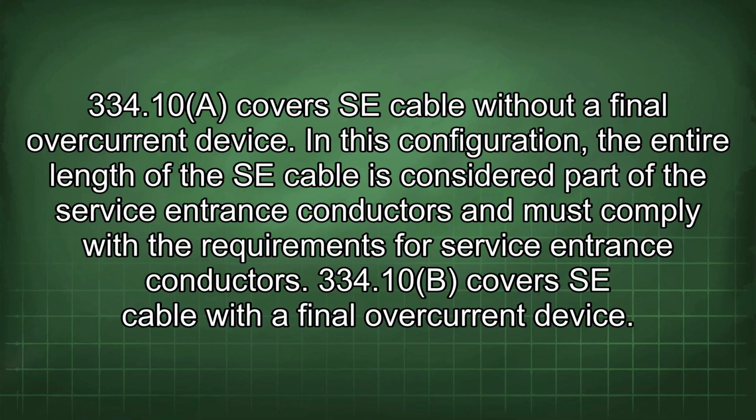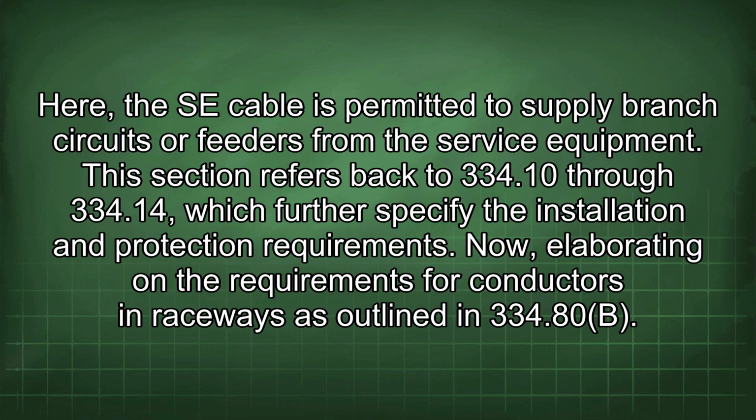334.10(B) covers SE cable with a final overcurrent device. Here, the SE cable is permitted to supply branch circuits or feeders from the service equipment. This section refers back to 334.10 through 334.14, which further specify the installation and protection requirements.